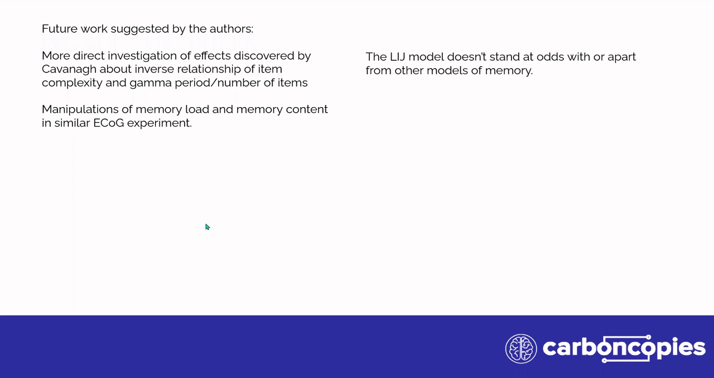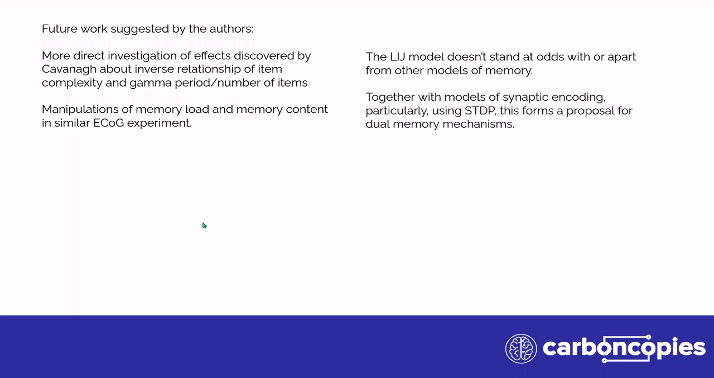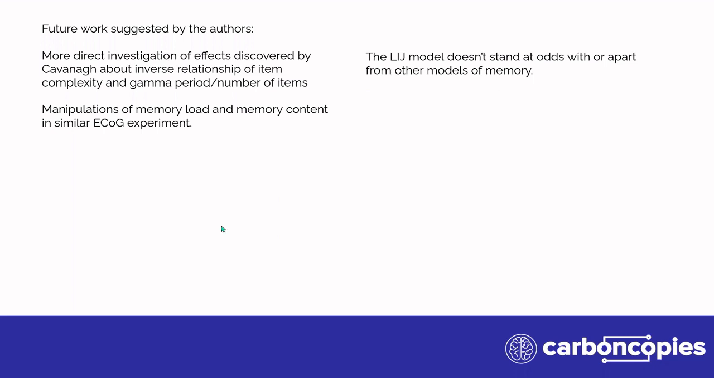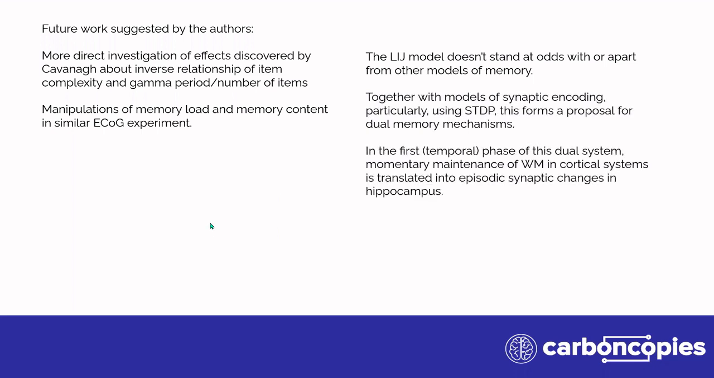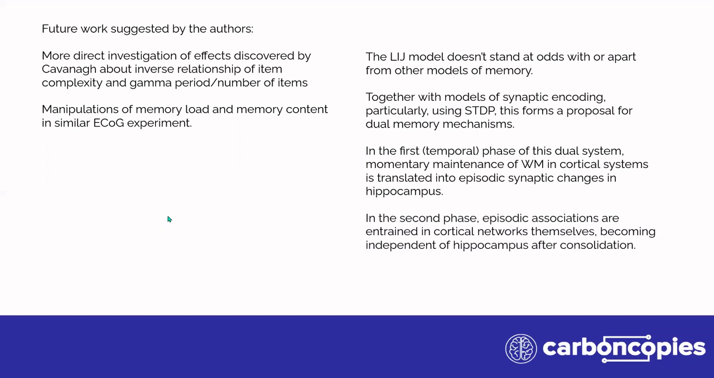Now, the LIJ model doesn't stand at odds with or apart necessarily from other models of memory. Together with models of synaptic encoding, particularly using STDP, this forms a proposal for dual memory mechanisms. In the first temporal phase of this dual system, momentary maintenance of working memory in cortical systems is translated into episodic synaptic changes in hippocampus. In the second phase, episodic associations are then entrained in cortical networks themselves, becoming independent of hippocampus after consolidation.